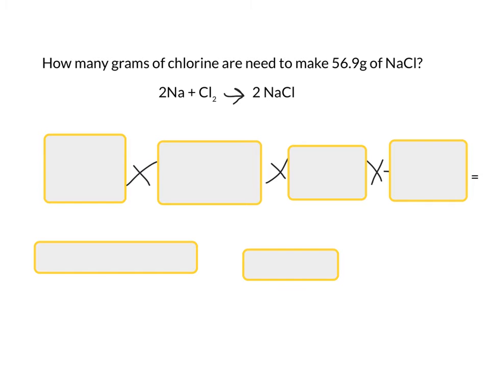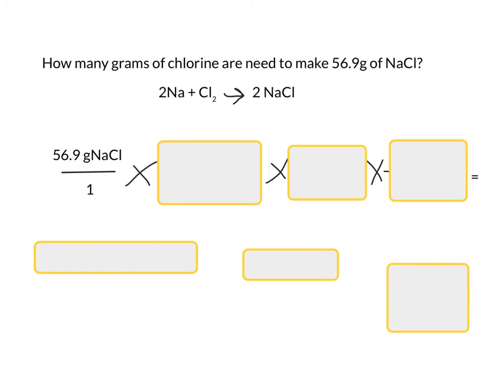Do not expect equations to be balanced. You need to check them all the time. This will not work if you don't balance that equation. So I'm going to start with what I know. I know that I have 56.9 grams of sodium chloride, and I put it over 1 because we all know any number over 1 is itself.